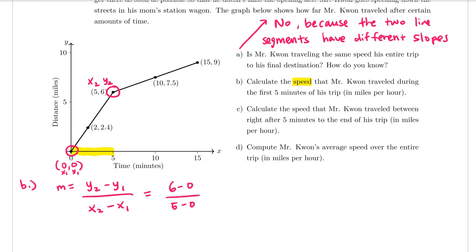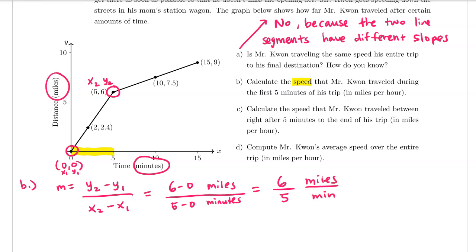And let's go ahead and put units on this. So the y values are being measured in miles, and the x values are being measured in minutes. So this is going to be 6 over 5 miles per minute. But remember, the question is asking us to evaluate this or give our final answer in miles per hour.